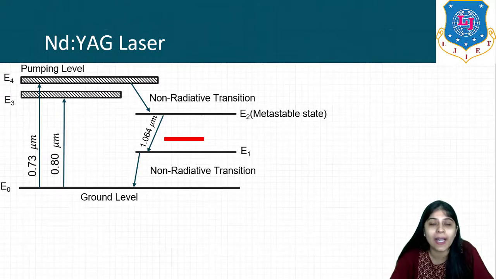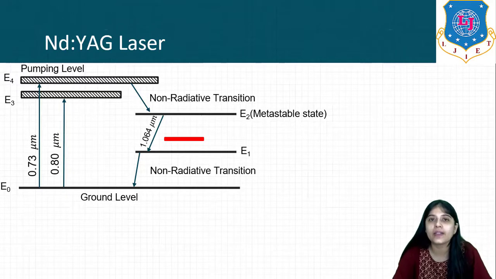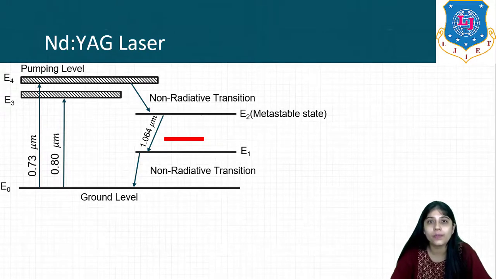Note that only a part of the energy is used to excite the atoms. The rest of the pumping energy produces heat. So an air cooling system or water cooling system can be used to cool the system, as a large amount of heat is produced during this process. So in this way, using the metastable state and population inversion, a laser beam of wavelength 1.064 micrometer is produced between states E2 and E1. So this is all about the Nd:YAG laser.